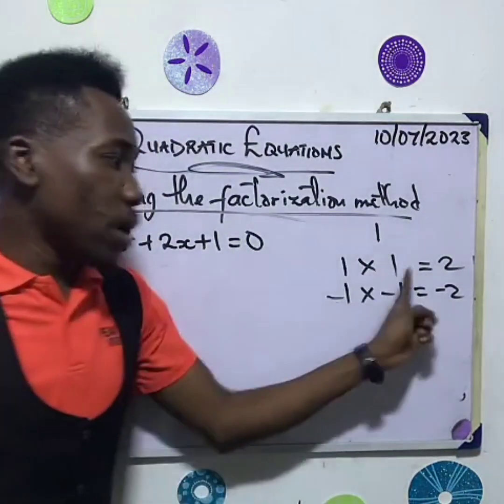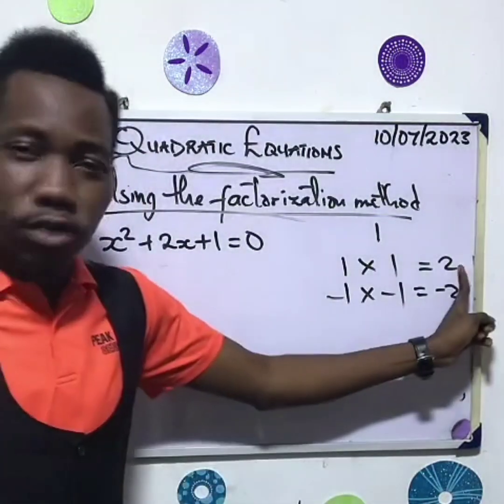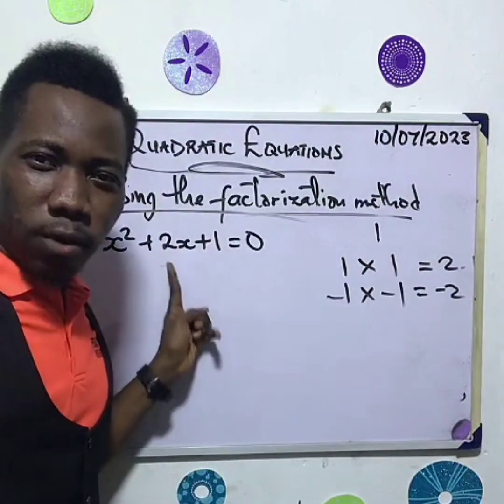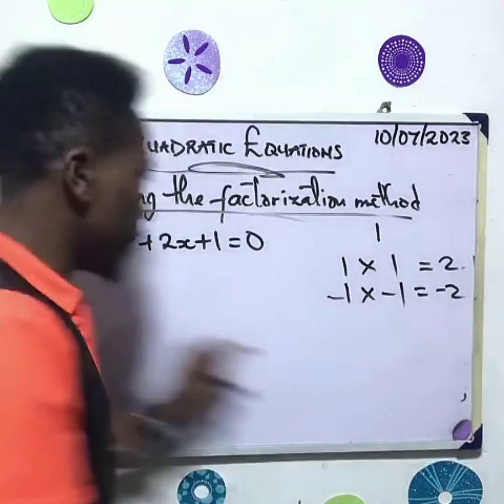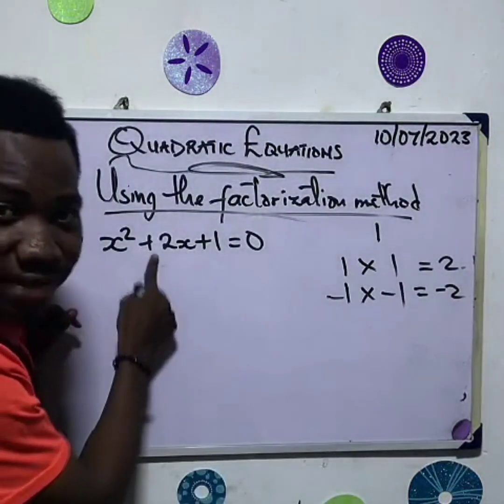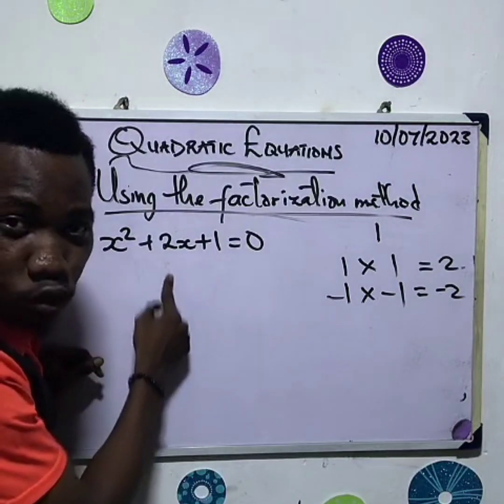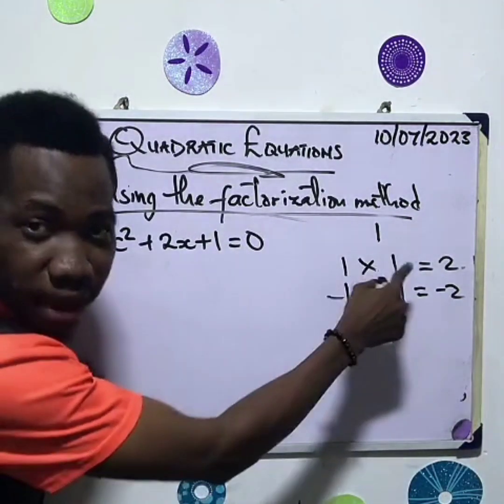Okay. So we are working with this one. This one will give us 2. That's plus 2, like we have here, right? So that's what we're working with. Now, we are going to break this down. We are going to break this plus 2x to give us 1x and 1x, right?